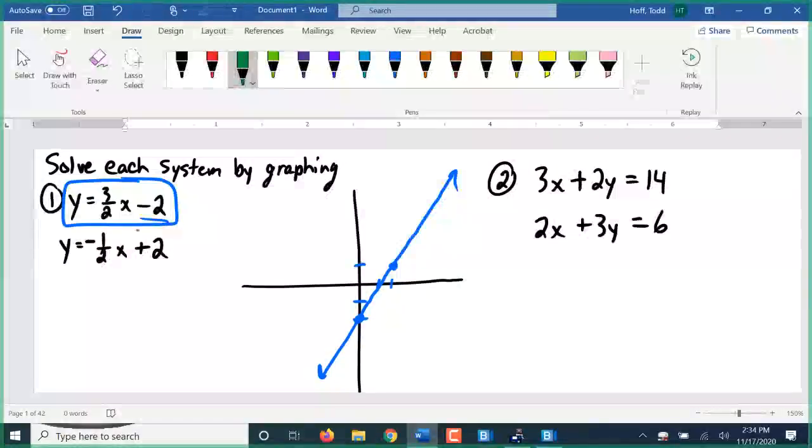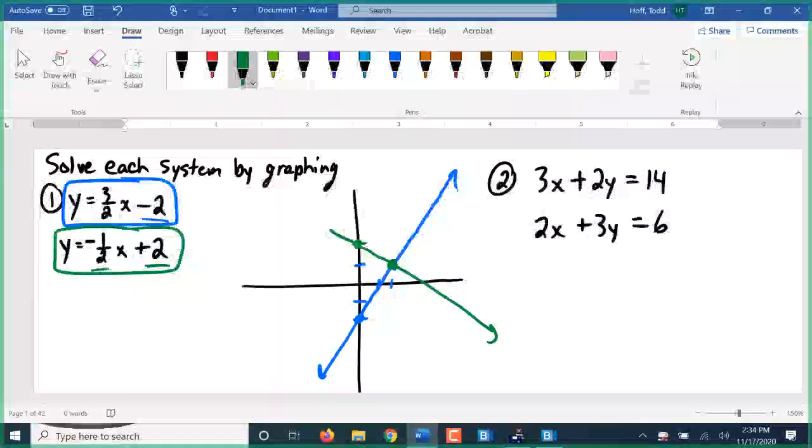Second equation, I'll draw in green. We've got positive 2 there, and from there we have a slope of negative 2. We go down 1 and run 2. And once again, we're lucky enough that the lines collide.